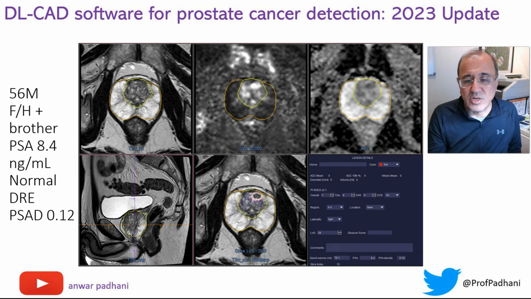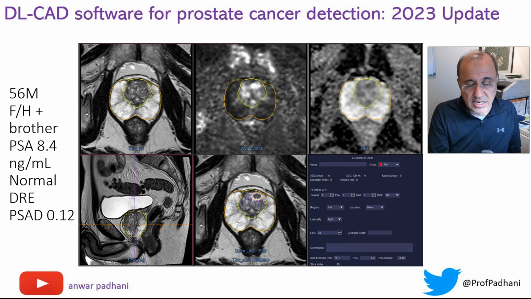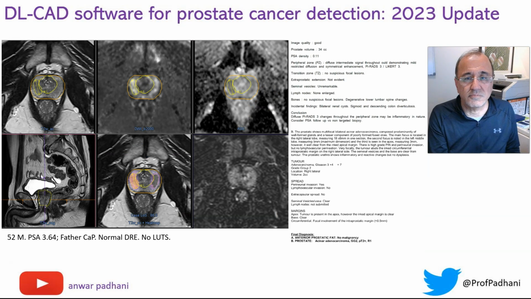And here you can see that the lesion was seen because you can see the ghost of the ROI, but it's dismissed it. So although this is a PIRADS 4 lesion, according to radiologists, this software ignores this lesion. So it's a classification issue. Is it a detection issue? Is it a classification issue? In this particular instance, clearly it's a classification issue.